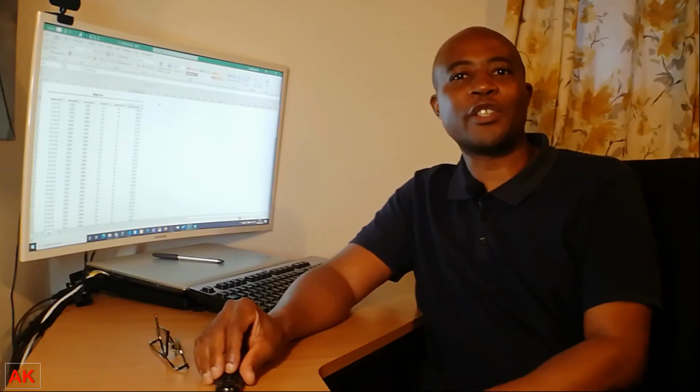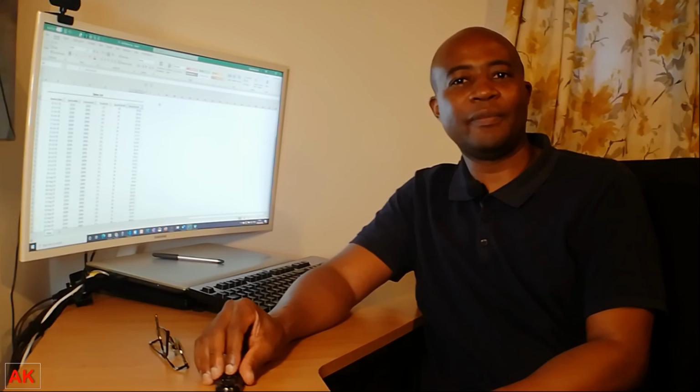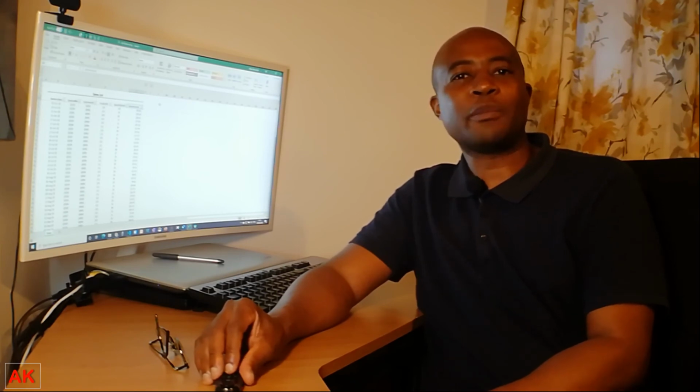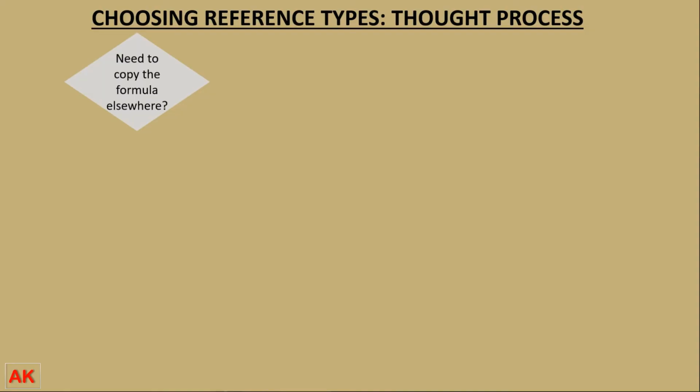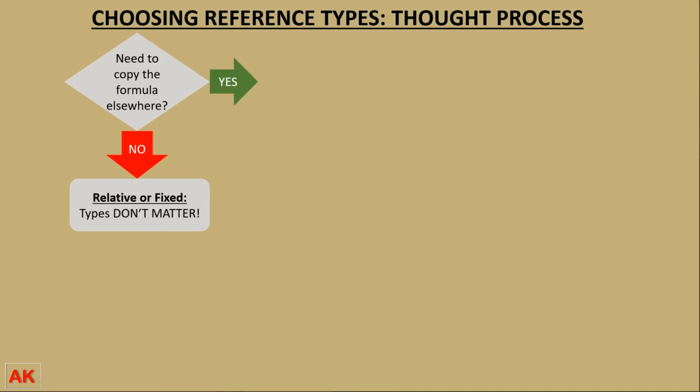And now my thought process for choosing a referencing type. I always ask myself a series of questions. Do I need to copy the formula after writing it? If not, reference types should not matter. I shouldn't concern myself with reference types. But if I do, if I need to copy the formula, then I will consider the next questions and points. Should the value the formula returns change relative to the formula location? If not, use a fixed reference.